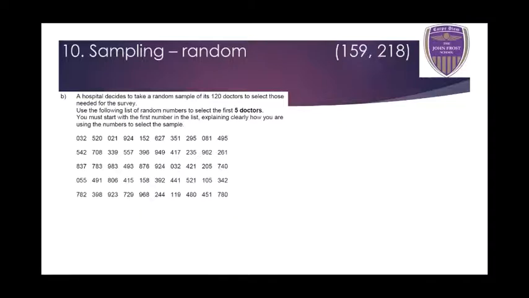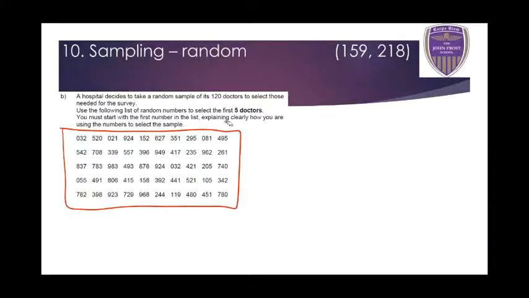Random sampling. So in the lesson, we talked about a few various ways of getting a random sample, but this question is actually looking to get us to use a random number table. So our hospital decides to take a random sample of its 120 doctors to select those needed for the survey. Use the following list of random numbers to select the first 5 doctors. You must start with the first number in the list, explaining clearly how you are using the numbers to select the sample.